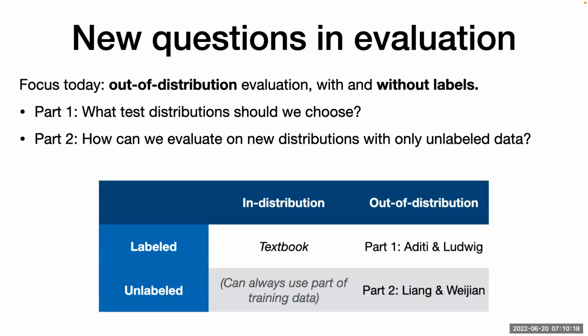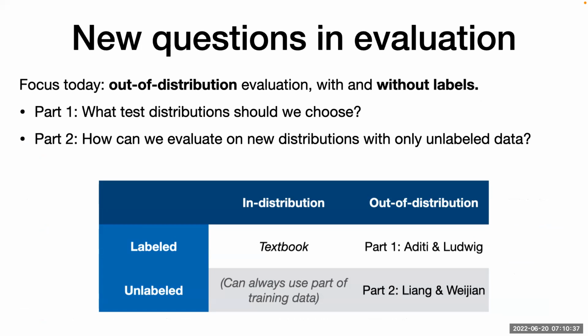Okay, and these are going to be the two main questions for this tutorial today. It's at a high level divided into two parts. The first part is going to be: what test distribution should we evaluate our models on? And then, as I mentioned, the second part: what can we do if we don't even have labels for the data coming from the new test distributions?